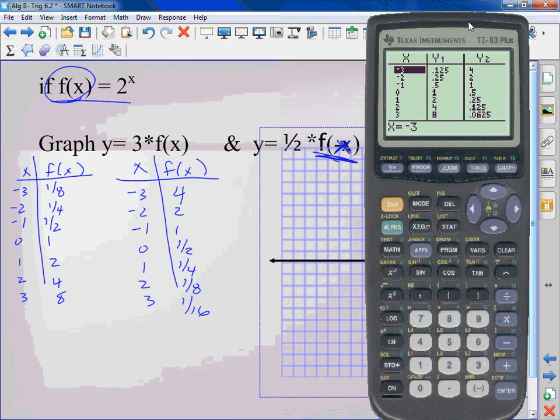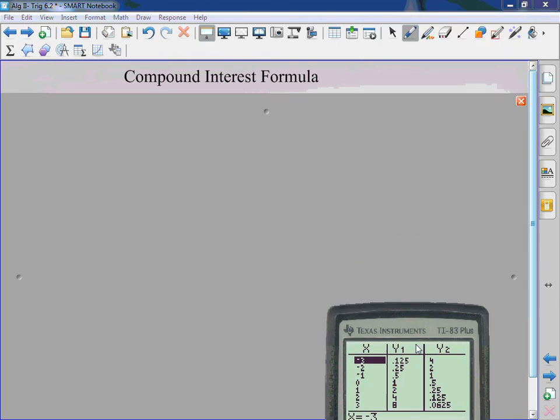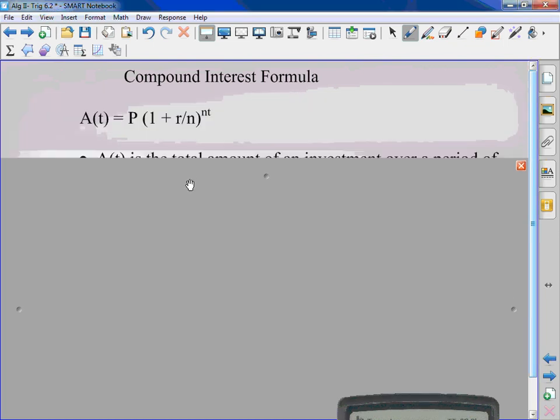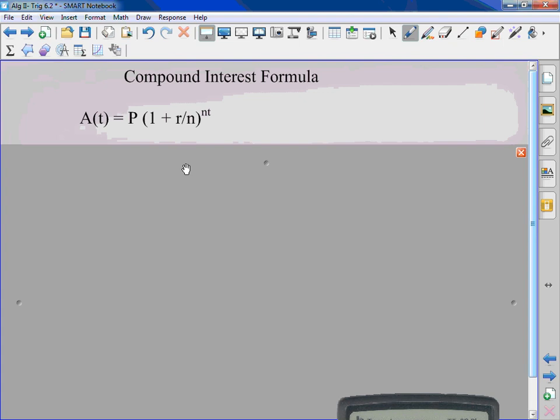The calculator puts them as decimals, not as fractions. You can use the calculator. Compound interest formula. Every other word out of your mouth is formula. A of t equals P times the quantity 1 plus r divided by n, to the nt power. Right.